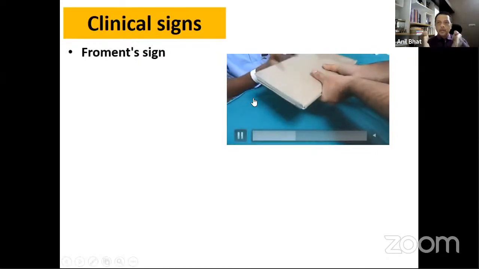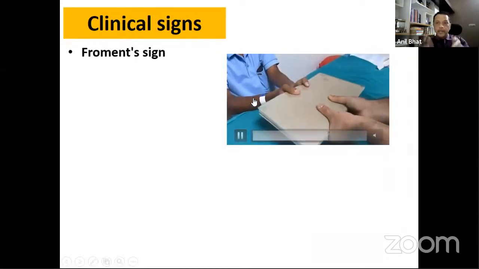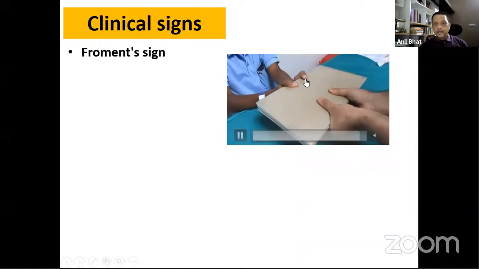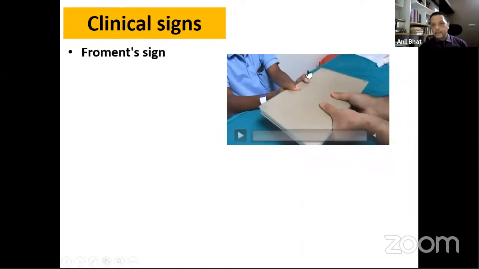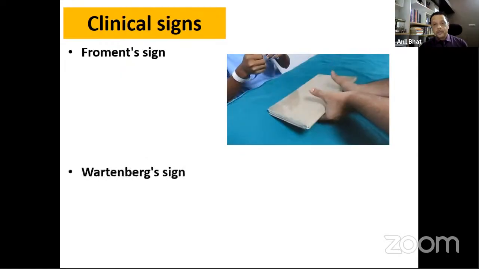So you're using your first dorsal interossei and the adductor pollicis, keep it parallel like this, and then if that is paralyzed, then if the median nerve is intact, then the FPL will work here, and that will hold the book here. If median nerve and ulnar nerve both are paralyzed, the book just comes out. So that is the Froment sign you would see.